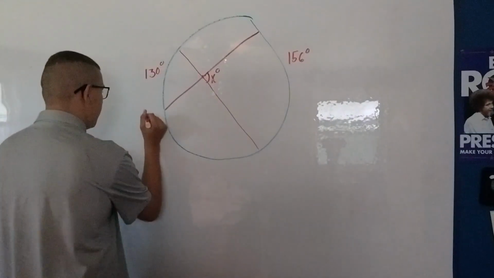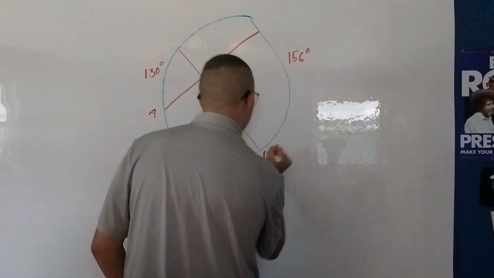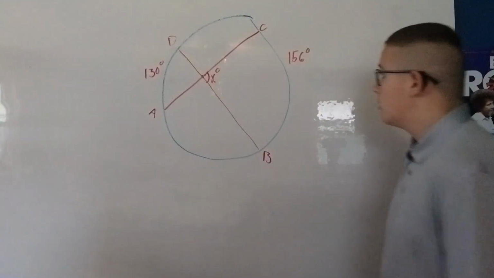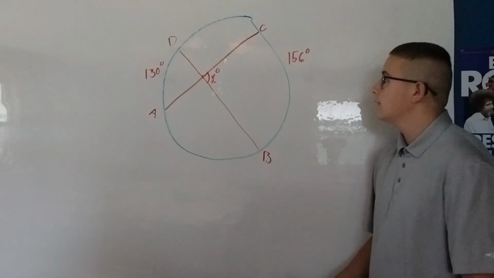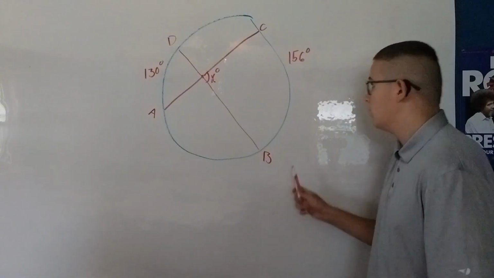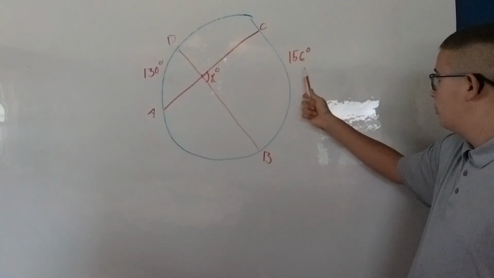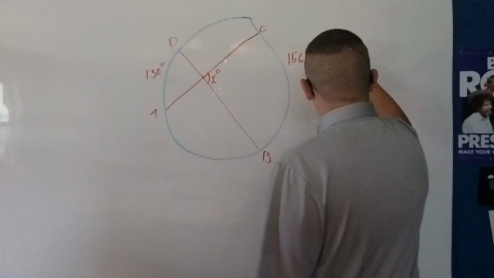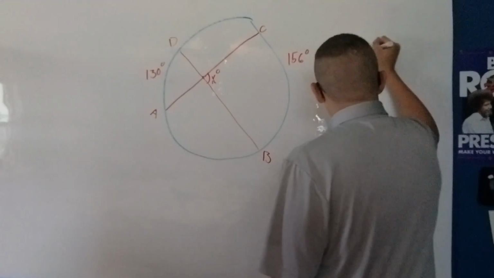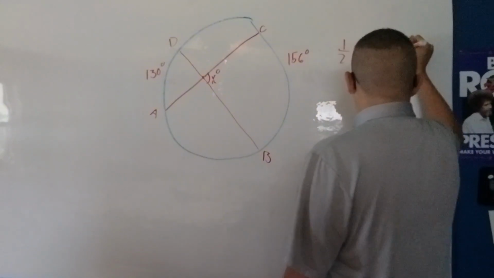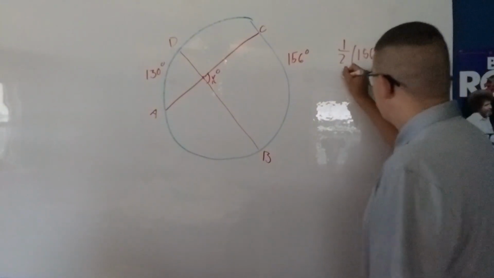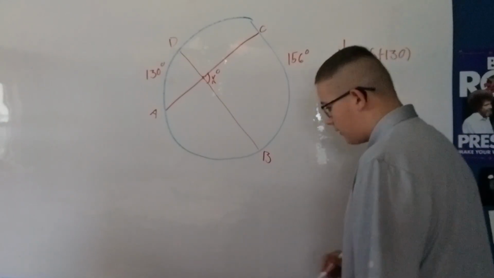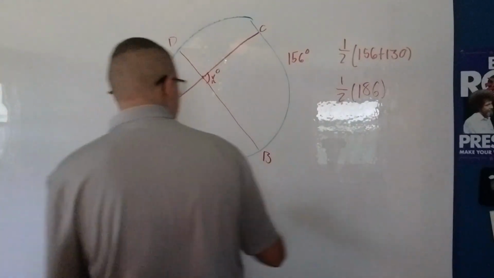So let me write out here A, B, C, and D, like that. Well, x is going to be the two vertical arcs added together, half of the two vertical arcs added together. So the two vertical arcs would be 156 and 130. So we would do 1/2 of 156 plus 130, right? So this goes to 1/2 of 186.